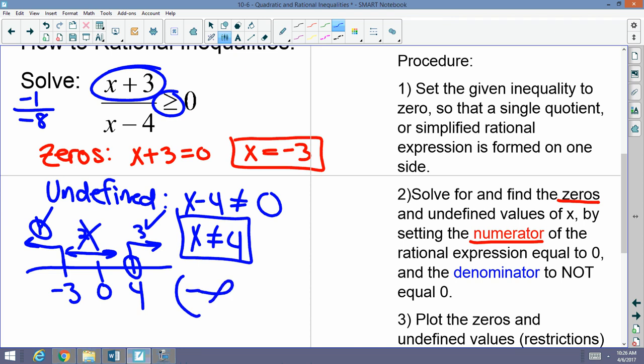That also is always consistent. If the first one works, guys, now that's going to be a bracket because it's greater than or equal to, in union with parentheses, 4 to positive infinity. Why parentheses? Because x cannot equal 4.